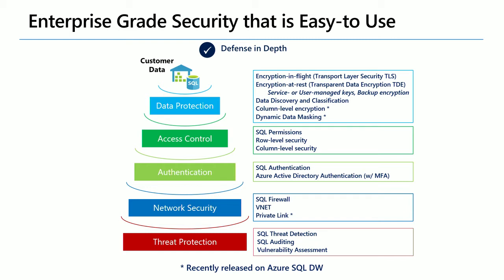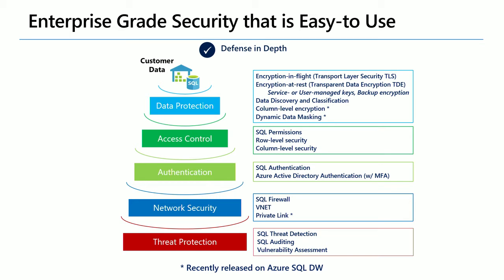Dynamic data masking, another data protection mechanism. That one we're announcing GA here at Ignite. So dynamic data masking will be GA. And then in the access control space, you've got your SQL-based permissions. This is your grants and your revokes, and then column and row level encryption, being able to secure both row and column. On the authentication side, SQL role and SQL user authentication, and then Azure Active Directory integration for both logins and security groups with an option to use multi-factor MFA authentication.